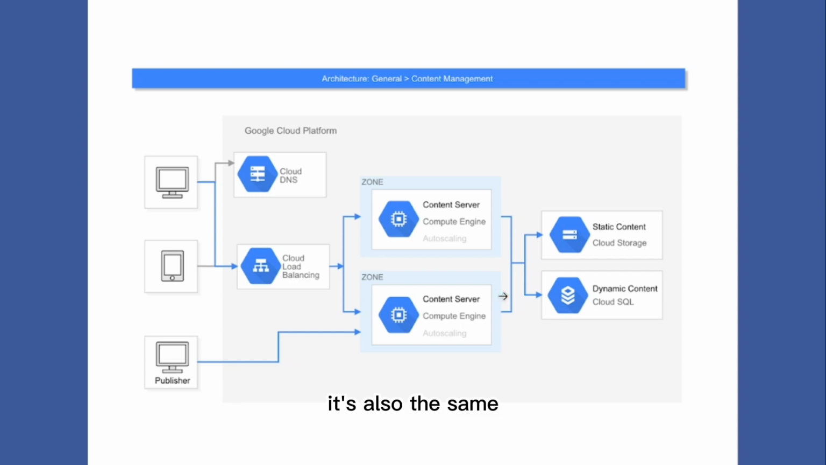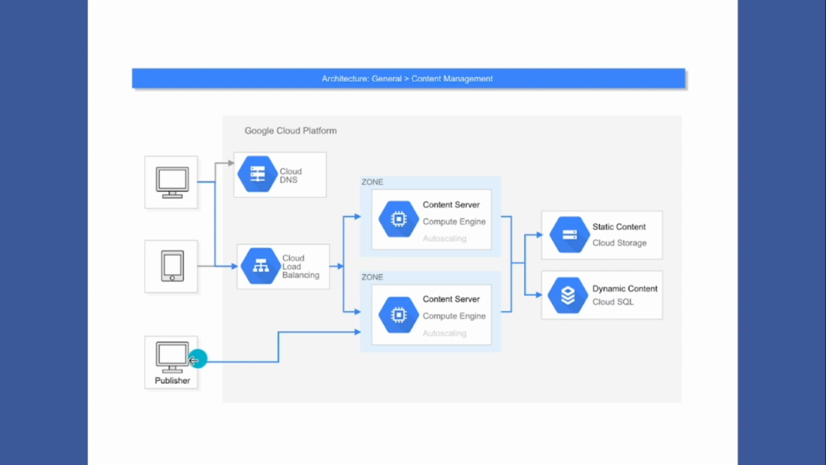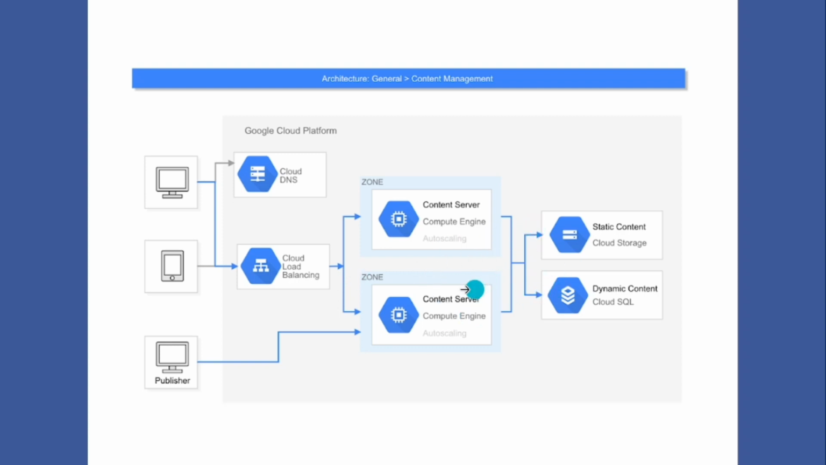They're also similar, just the same zone. We have the different storage, which is Cloud Storage and Cloud SQL, or the database. Both the user and the publisher will be connected to the content server and also connected to the static content and the dynamic content.